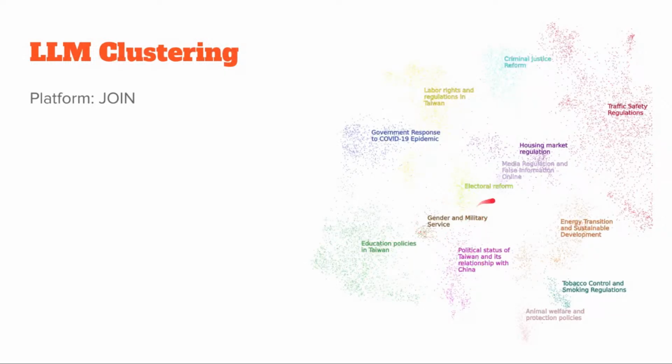Then gender and military service, electoral reform, and media regulation and false information. Keep in mind these are all created with Llama 2, so sometimes, for example, gender and military service sounds a little weird, I think, but we can understand what's inside this cluster. For me it sounds a little weird, but I'm not Taiwanese, so I can't say.